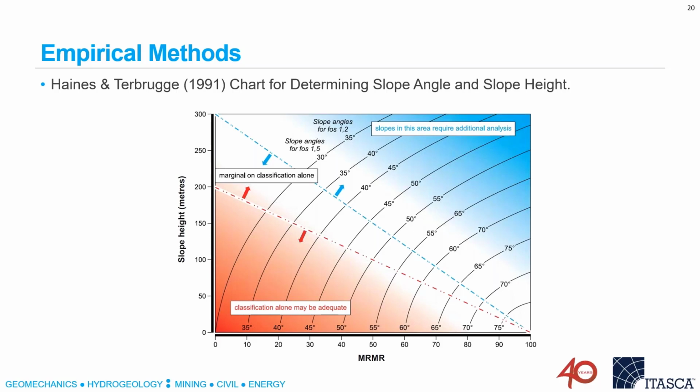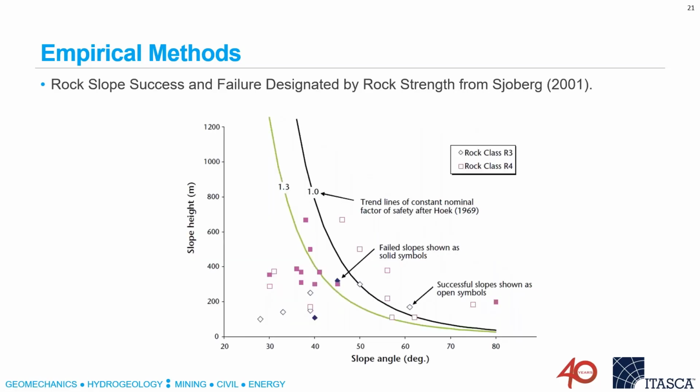And it's a simple matter of then looking at the RMR, looking at the slope angle, and figuring out what sort of slope height you can achieve with that. But you could also cast this in exactly the same form as the previous chart.